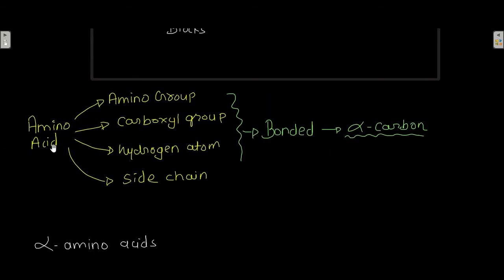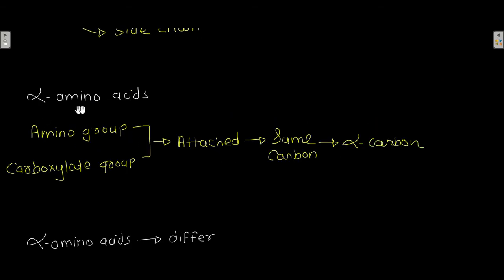Now this amino acid is made up of an amino group, a carboxyl group, a hydrogen atom and a side chain, and these are all bonded to an alpha carbon. Okay, that is how an amino acid exists. It has an amino group, carboxyl group, hydrogen atom and a side chain, all of this bonded to an alpha carbon.